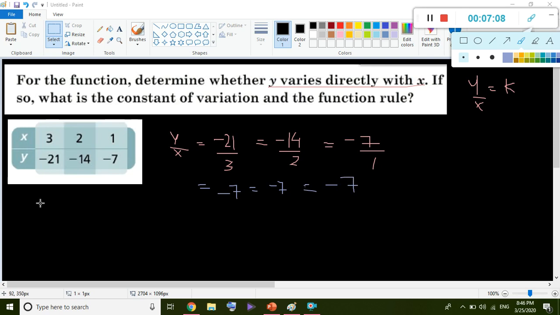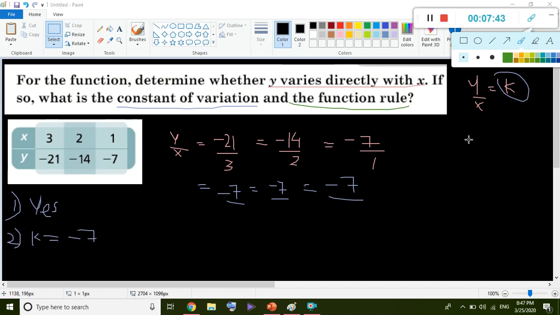So it means the first thing we got here, yes, it varies. Y varies directly with x. Now let's see here. If so, what is the constant of variation? Now what's the constant of variation? Which is k, right? And we said k equals y over x. So what's the constant variation here? The second thing we got is k equal to negative 7.